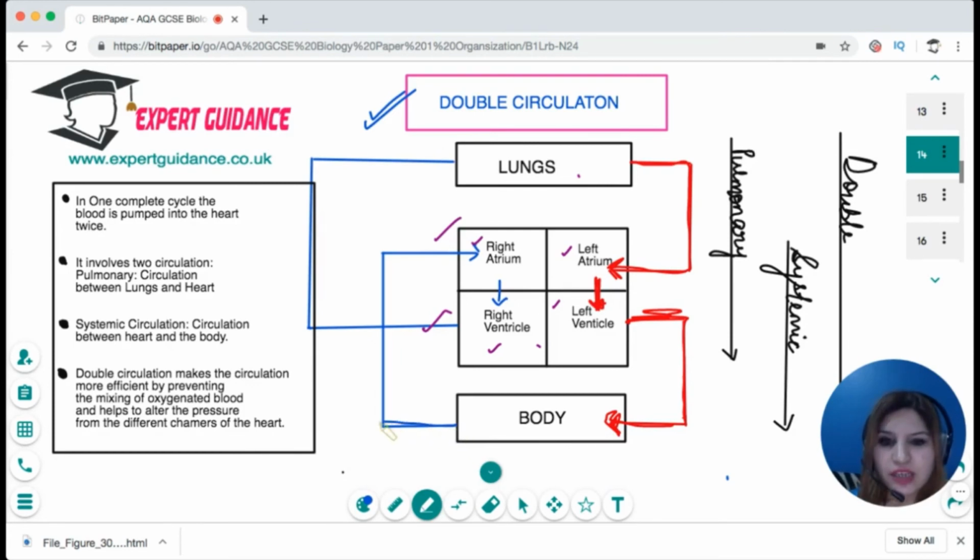This deoxygenated blood from the body is pumped back into the right atrium. The right atrium takes the blood to the right ventricle, and the right ventricle then takes it back to the lungs so that it can pick up some more oxygen, and the cycle continues.